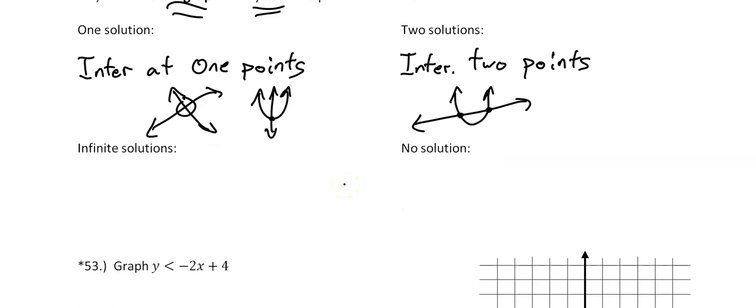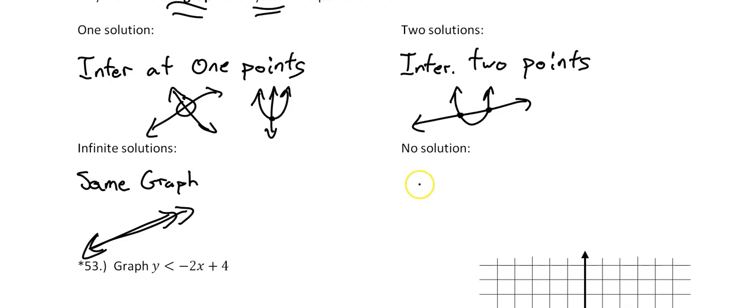Infinite solutions is when basically it's the same equation graphed twice, all right? So it's the same graph twice, and really it means all of their points intersect. That's the situation where we have one line, and then the other line is that same line graphed on top of it, so they share all the points, all right?